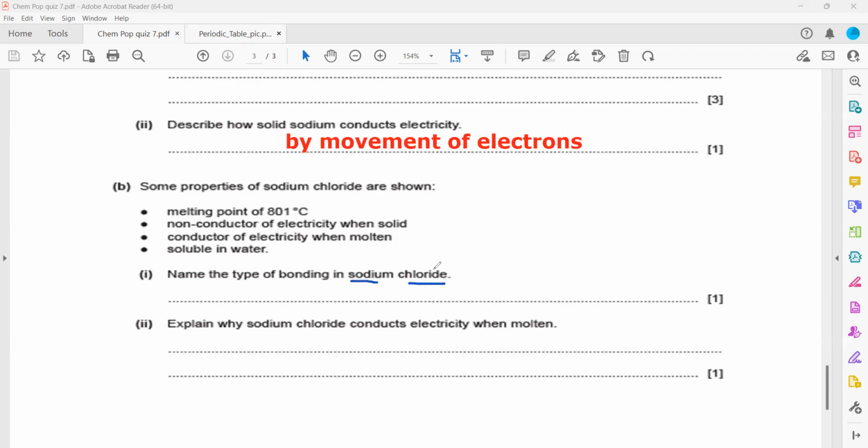Name the type of bonding in sodium chloride. Sodium is a metal and chlorine is a non-metal. So when a metal combines with a non-metal, what kind of bonding will they have? They will have ionic bonding.